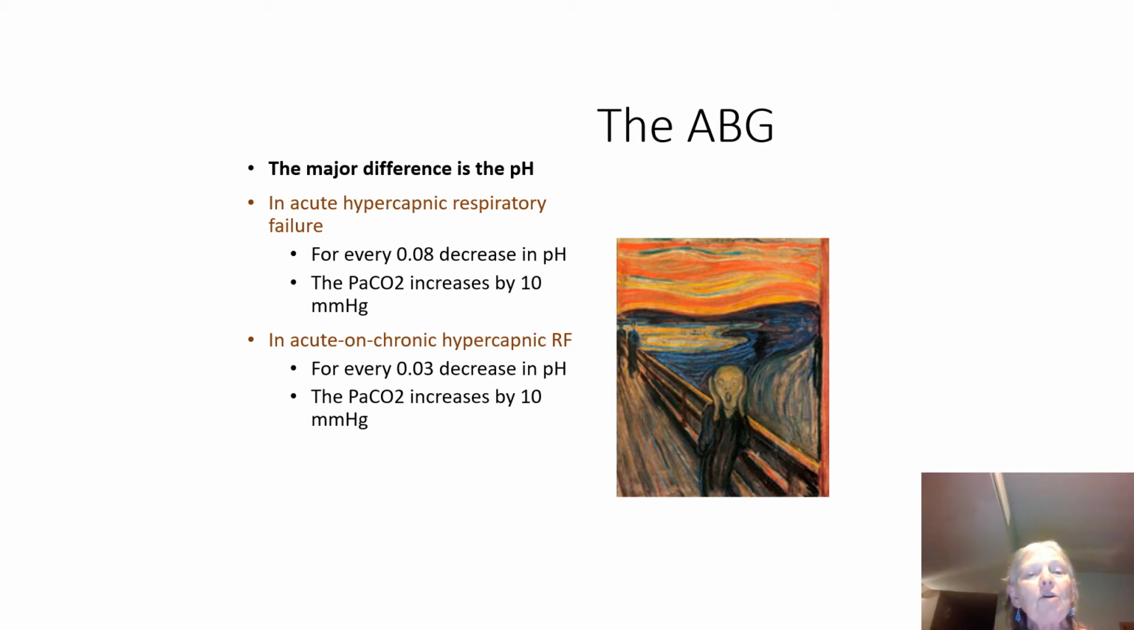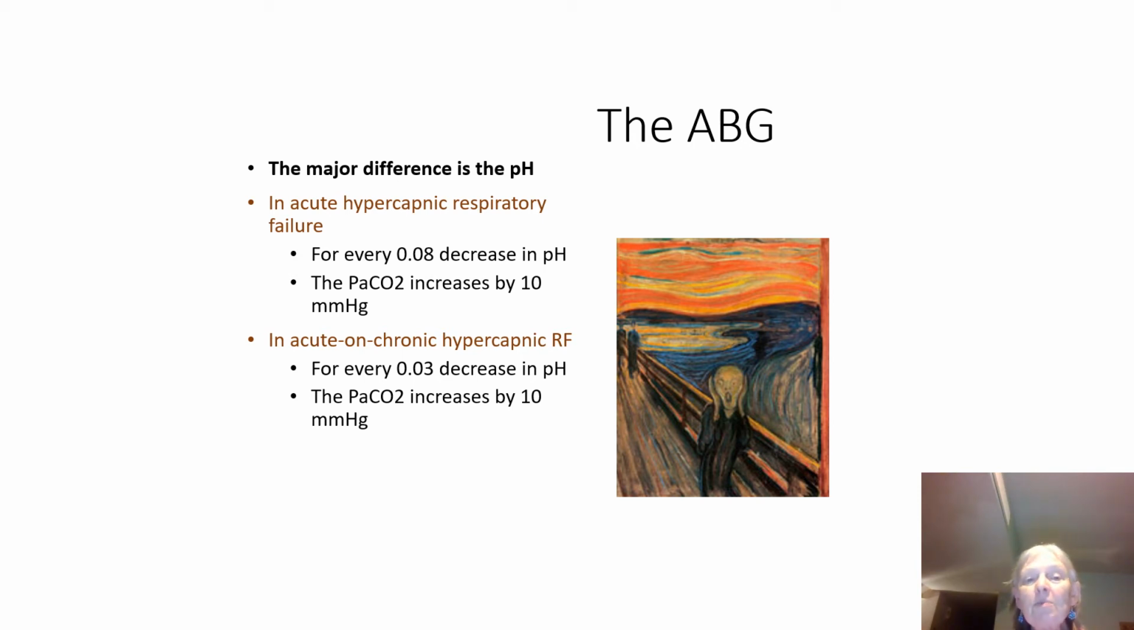When we look at acute on chronic hypercapnic or ventilatory respiratory failure, the pH is going to move a little bit faster. In this case, as the pH drops by 0.03, my CO2 is still going to go up by 10. We're still going to start at a pH of 7.40 and a PaCO2 of 40 millimeters of mercury.